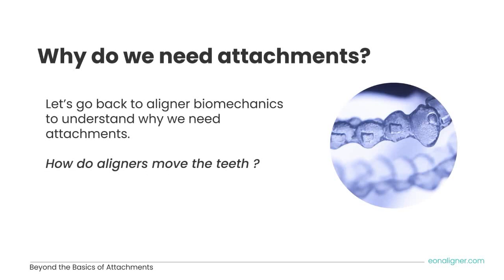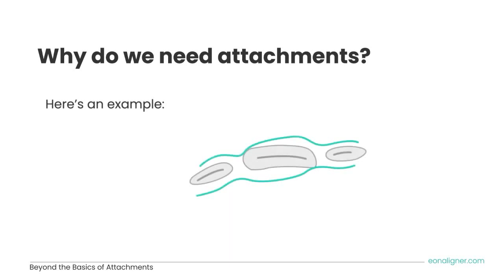How do aligners move teeth? Remember, aligners are removable appliances that work with a push force, unlike fixed braces which apply a pull force to move the teeth. So the aligner needs a flat surface to push against to be able to achieve proper tooth movements. When that surface is not readily available due to the shape of the tooth, that's where attachments become essential.